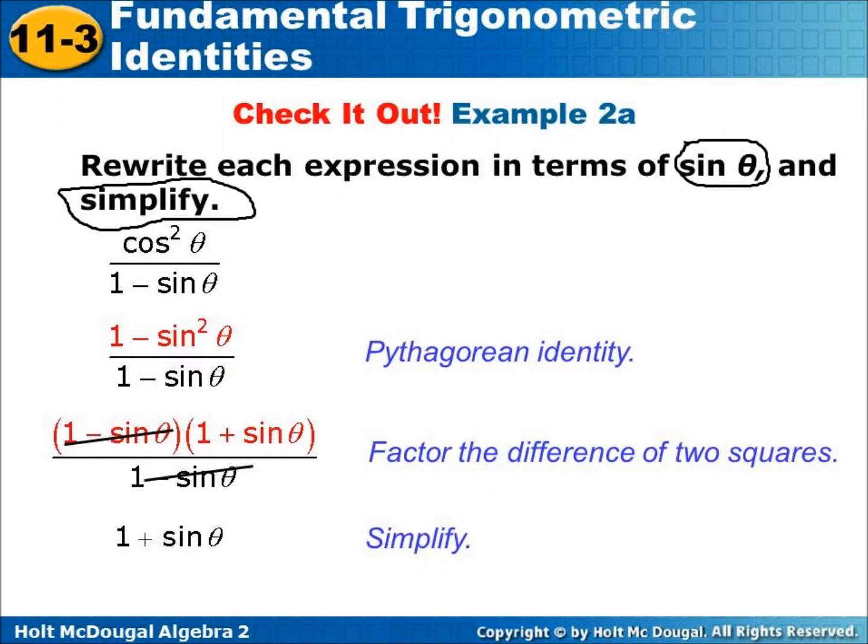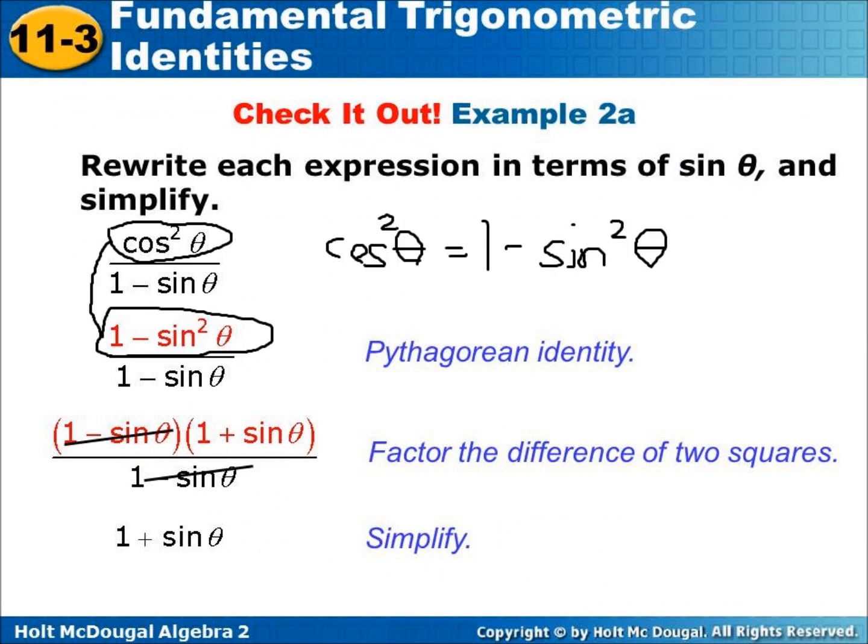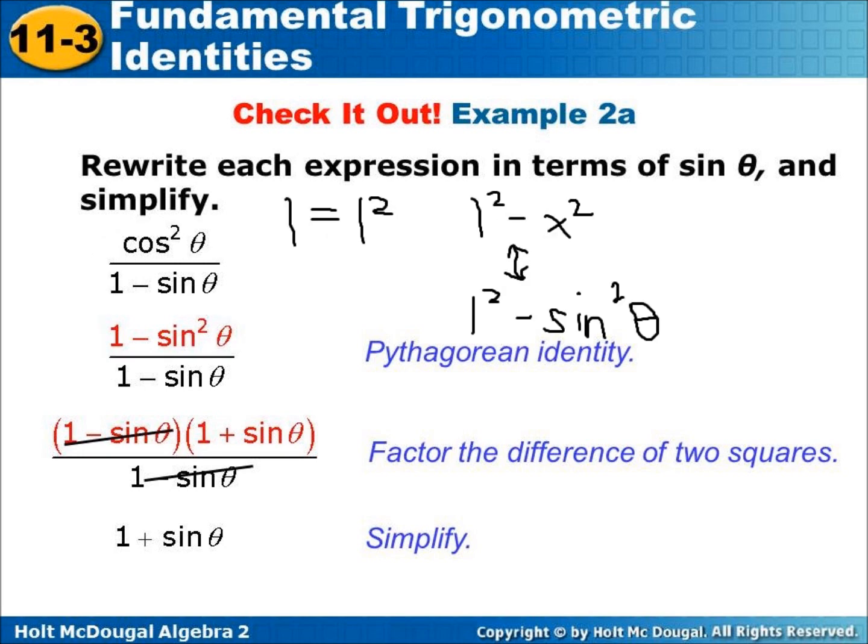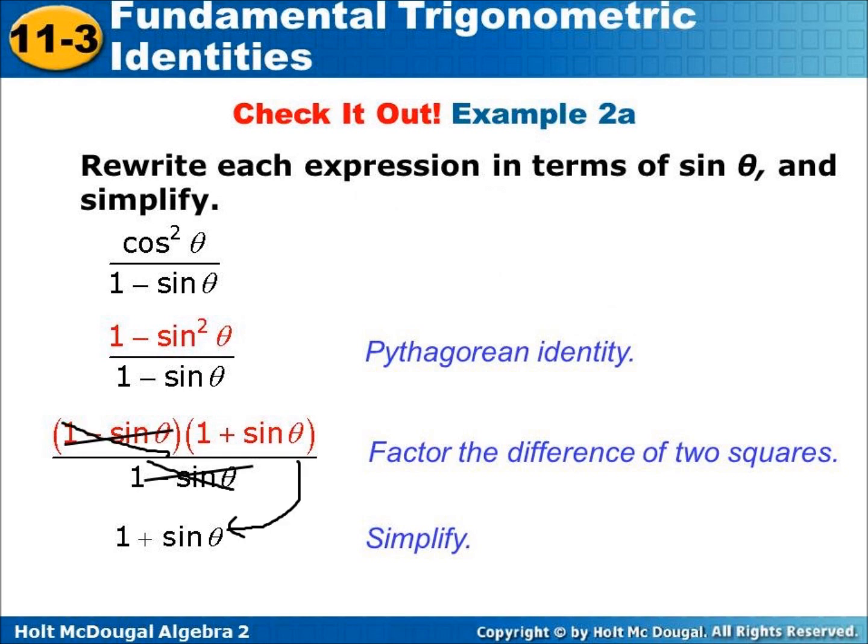We want this expression to be made up of sines and to be simplified afterwards. Remember what I told you a little while ago? By messing around with the Pythagorean identity equations, cosine squared is equal to 1 minus sine squared. As you can see, you can treat the functions as numbers or variables, so you can factor the difference of two squares. The 1 is not squared, but you can make it 1 squared, since 1 squared is still equal to 1. You cross out the common factors, and ta-da! You simplified it to 1 plus sine theta.